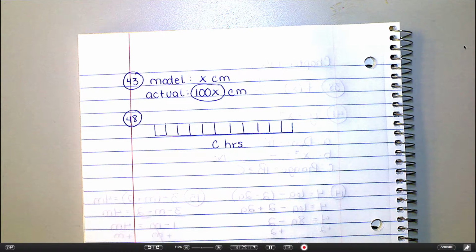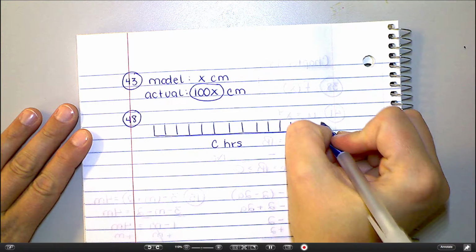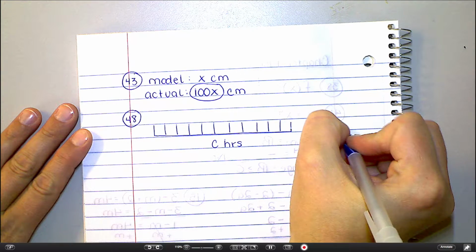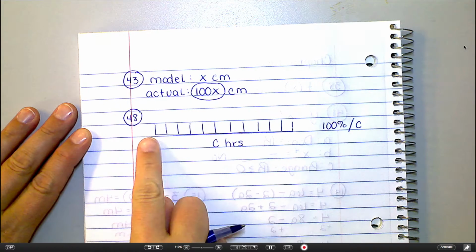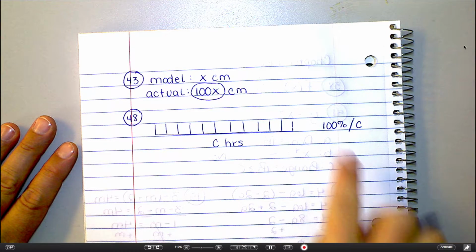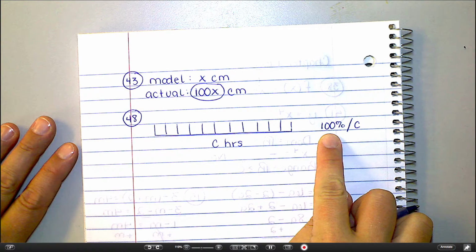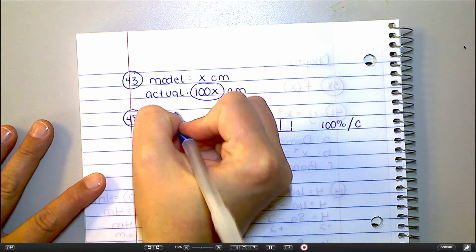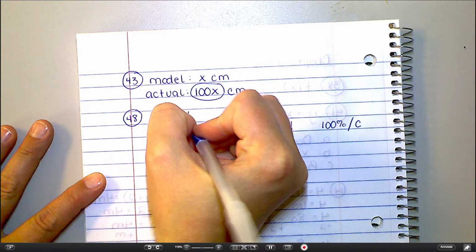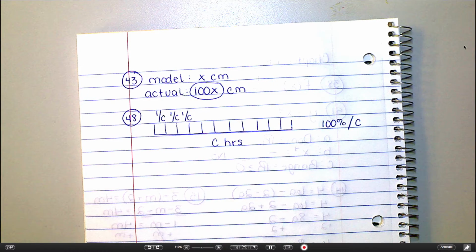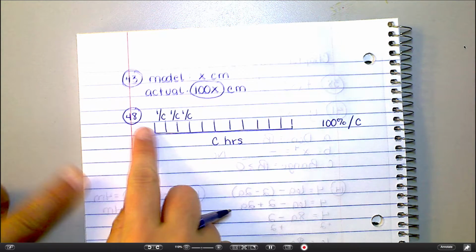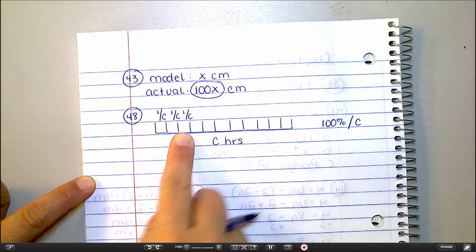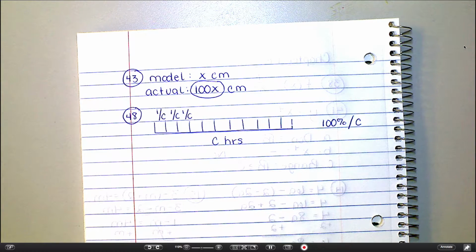100% divided by C. I like the way you said that. I'm going to write that down. 100% divided by C, because I took that 100% and divided it up among the C hours. Numerically, what is 100%? 1. So each one of these pieces is 1 over C. Does that make sense? If I added up a bunch of 1 over C's, 1 over C plus 1 over C plus 1 over C, if you added that up C times, you would have C over C, which equals 1.